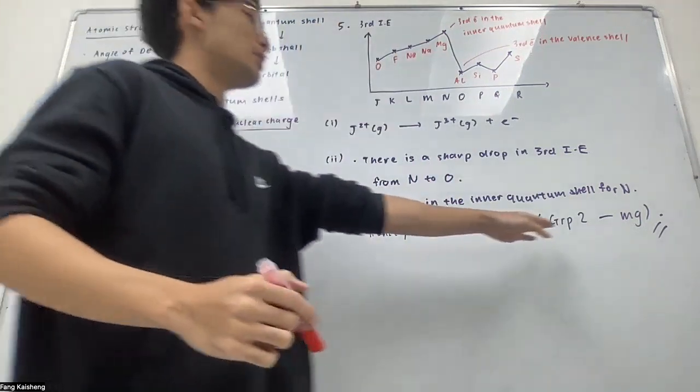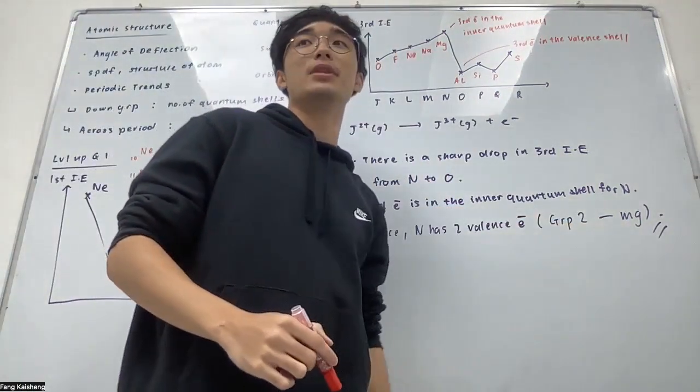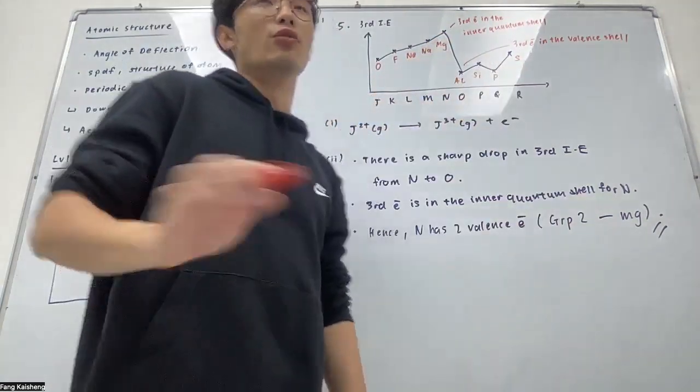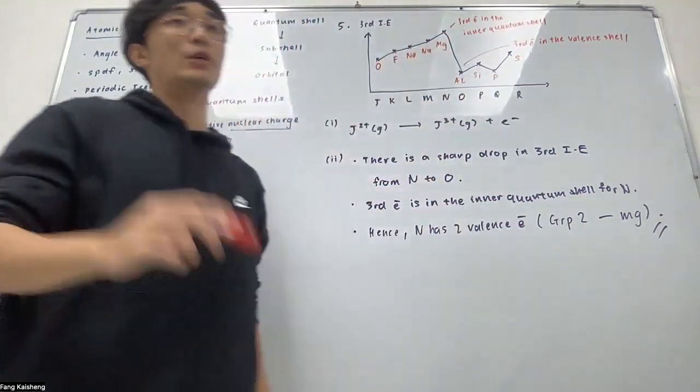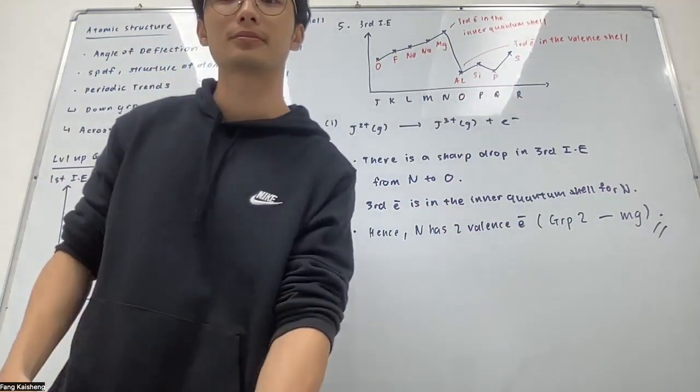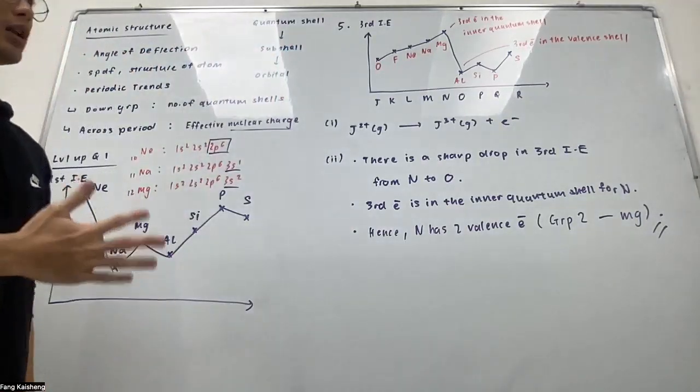Just now a lot of people will say group 2, why can't it be calcium? You try to put calcium here, and you try to fill in the rest consecutively, you'll realize you will never hit a period 2 element. So that's why calcium is wrong. That's how you determine. So third IE questions are very tricky.